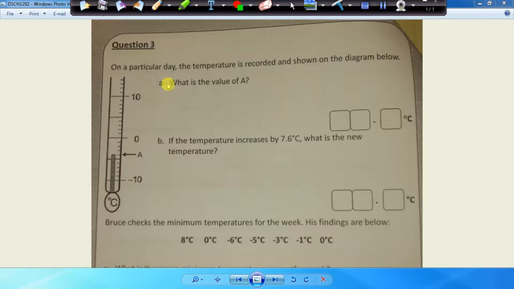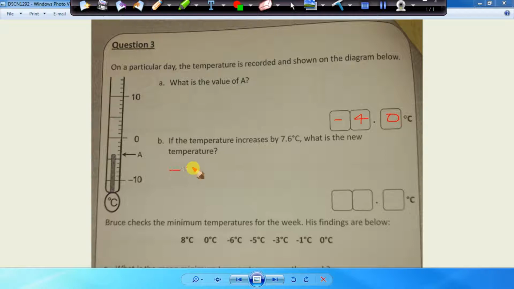Okay, question number 3. On a particular day, the temperature is recorded as shown on the diagram below. What is the value of A? Now this is 0. That's 5 and 10. So each little line represents 1. If you go down, 0, minus 1, minus 2, minus 3, minus 4.0 degrees. Okay? If the temperature increases by 7.6 degrees, what is the new temperature?